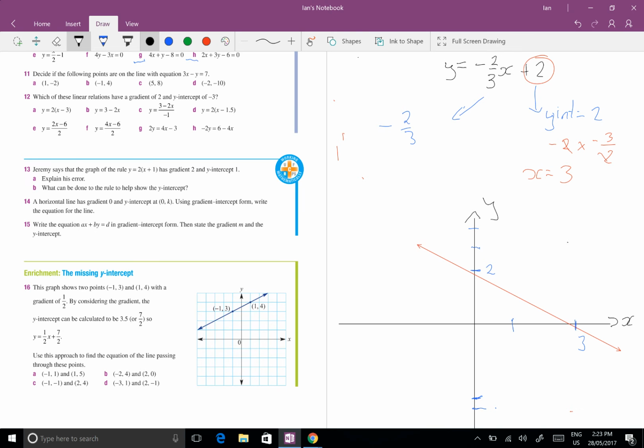Graphing equations when they're not in the form y equals mx plus b, if they're in some other form. And hopefully you will go back and have a go at, say, E and F, and be ready for class next lesson.